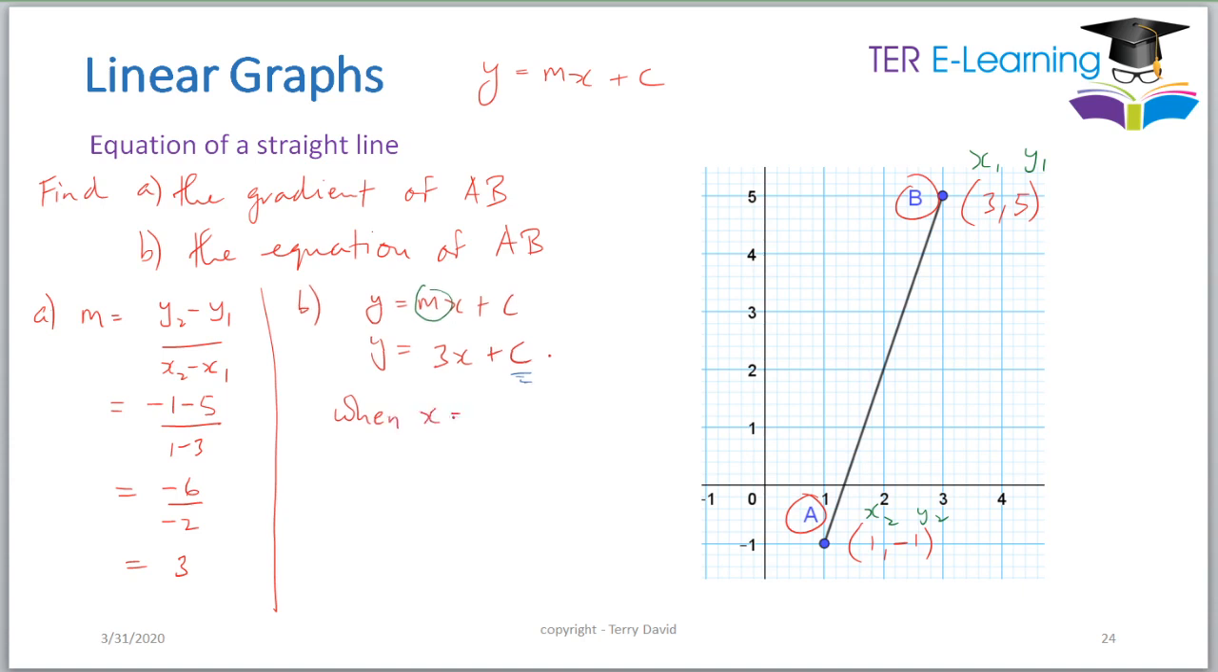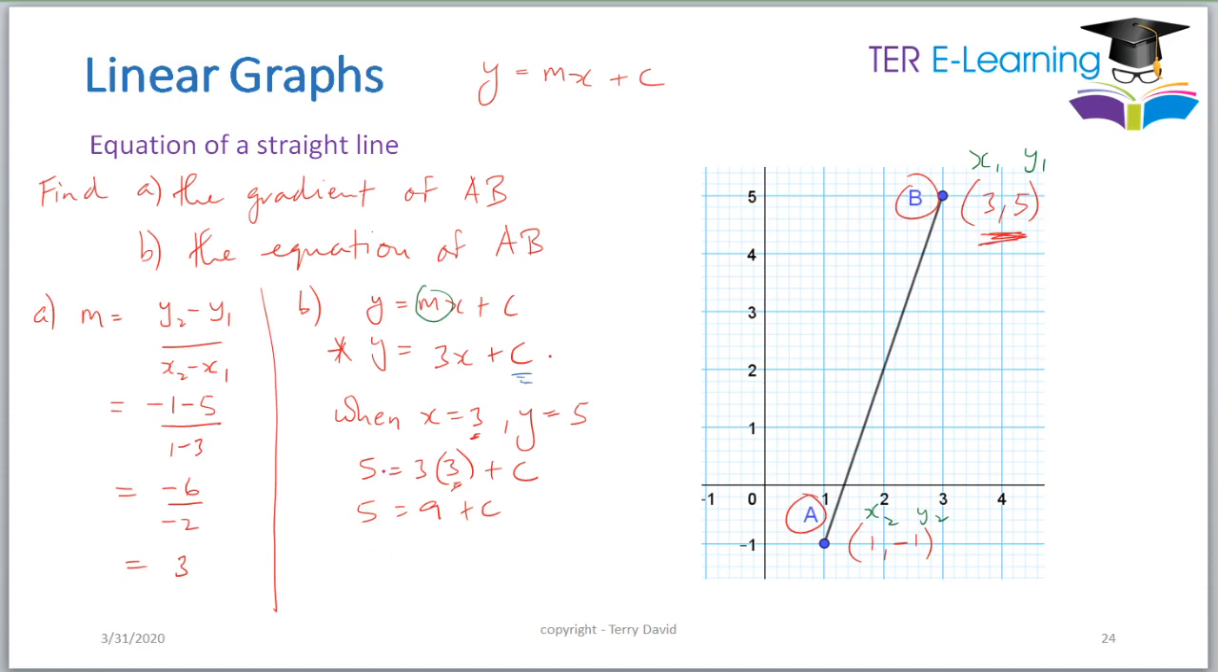So I'm going to say when x equals 3, y is equal to 5, because that's this coordinate here. The point B is 3, 5. So when x is 3, y is equal to 5. So what I'm going to do now is substitute those two values into this equation here. Therefore 5 is equal to 3 multiplied by x, which is 3, plus c. This 3 here is from this. So therefore 5 is equal to 3 3s are 9 plus c.